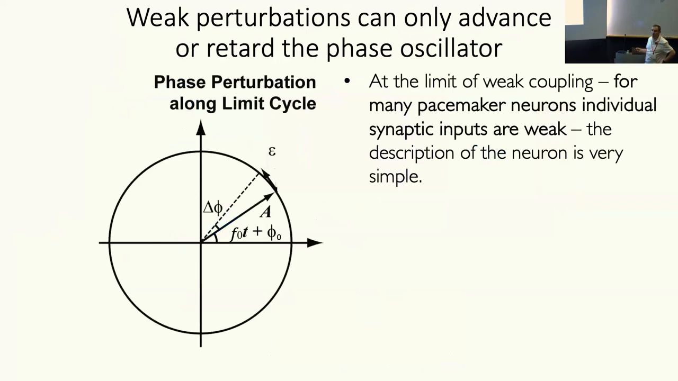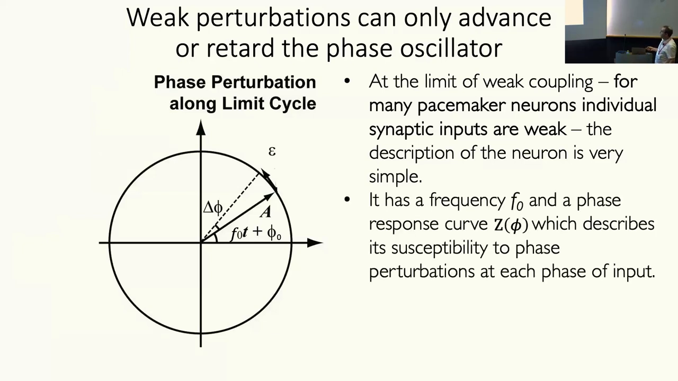Then the description becomes easy, because the rule is, if you're in the limit of weak perturbations, any perturbation, just as I showed you, can really only advance or delay the next spike. You're disregarding huge perturbations. If I took that Hodgkin-Huxley model and injected a huge current, it would go into some depolarization block and you'd have to wait several seconds for it to come back. We're not talking about anything like that. We're talking about very weak things. So all they can do is change the phase.